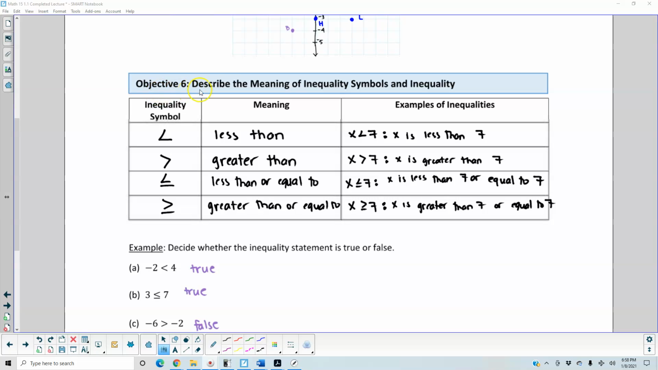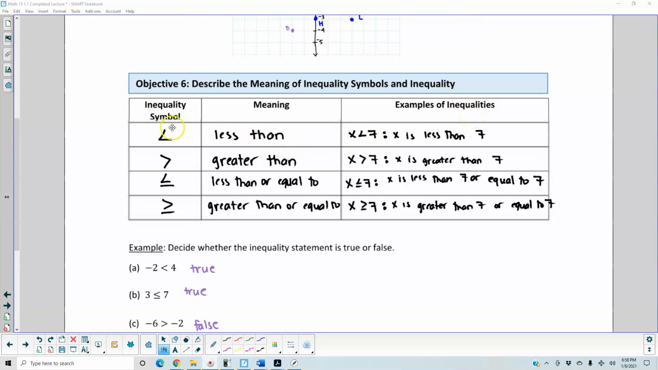Objective 6. Describe the meaning of inequality symbols and inequality. So we have three columns here. The first column is the inequality symbol. The next column is the meaning. And the third column is the examples of inequalities.